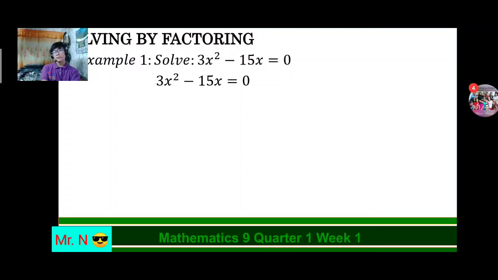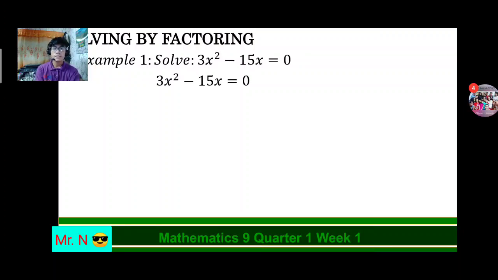Simulan natin sa variable. X squared tsaka x. Ibig sabihin, pareho silang may x. So, pwede kong ilabas yun. Tama? Ibig sabihin, yung x squared tsaka x are both divisible by x. Sunod, 3 and 15. Saan sila divisible pareho? Very good. They're both divisible by 3. 3 divided by 3 is 1.